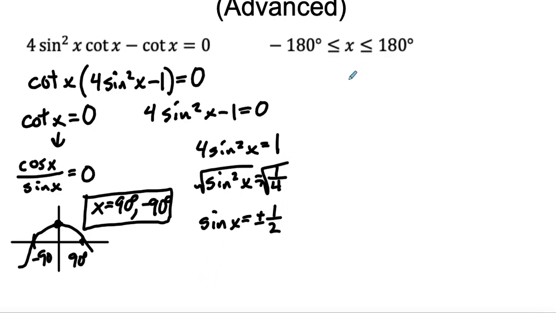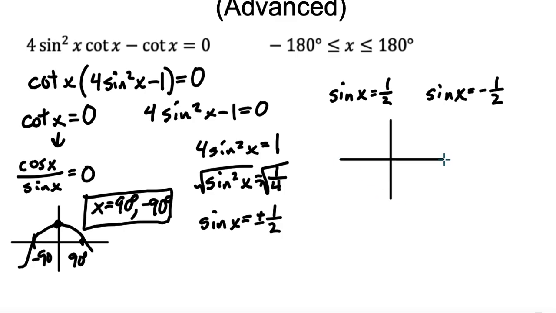So what does that really mean? That means we have two more equalities, or trig ratios for sine, that we have to find an answer for. This is saying sine of x equals 1/2 and sine of x equals negative 1/2. So let's think about the unit circle really quickly, and we can get our other solutions, keeping in mind that we need to state them from negative 180 to 180.